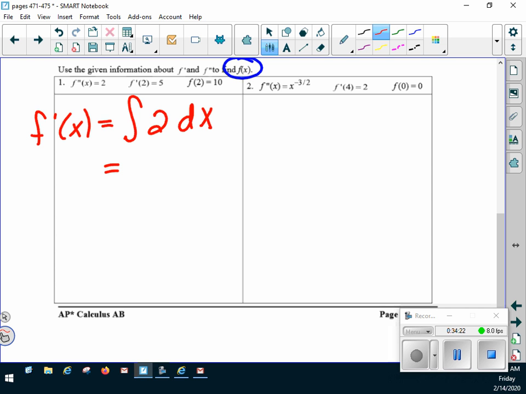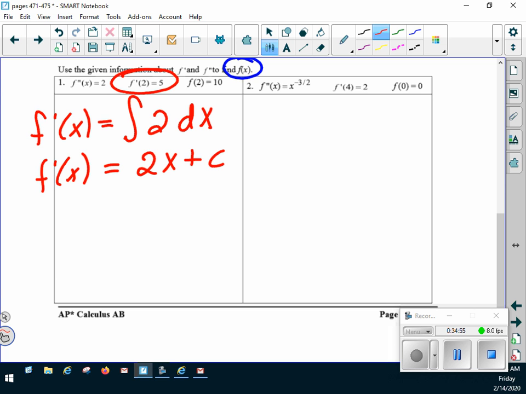How do you integrate 2? What's the antiderivative of 2? 2x plus a constant. Now, if I'm going to integrate f prime of x to find f of x, I can't integrate c, so I got to figure out what c is.